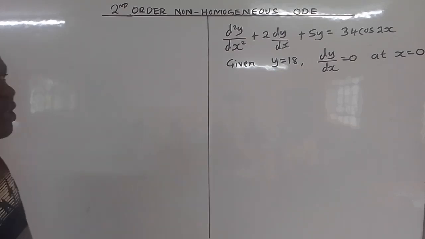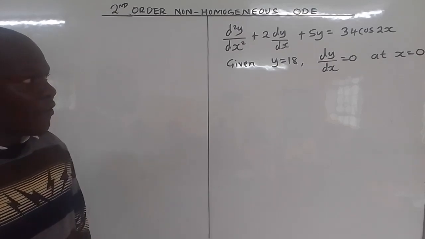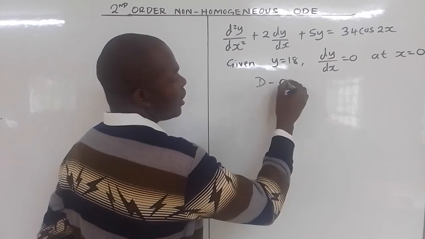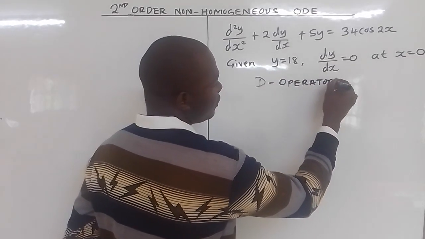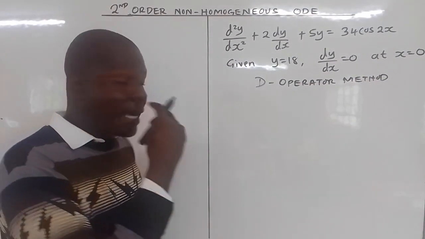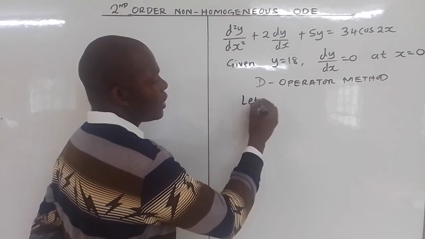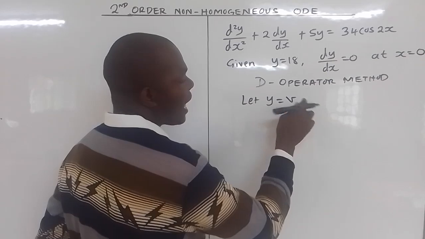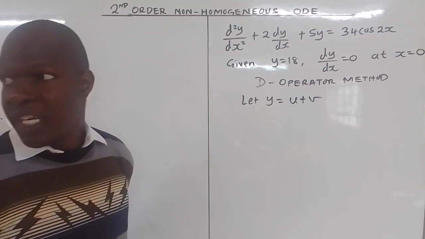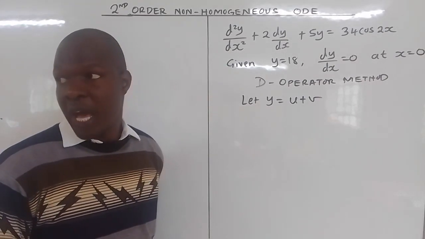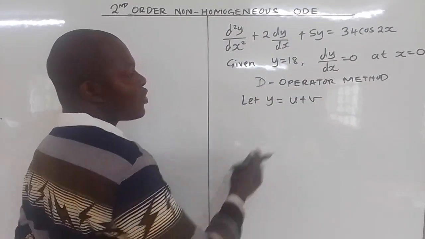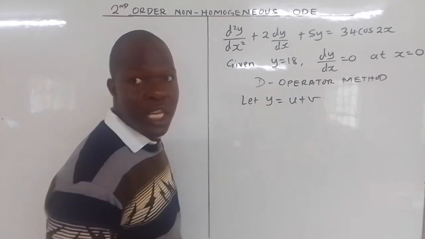When you want to use the method of undetermined coefficients, that is the D operator method, we start by letting y be equal to u plus v, where u is the complementary function and v is the particular integral. So where there is y, you substitute u plus v. Then you separate the u equation and the v equation.